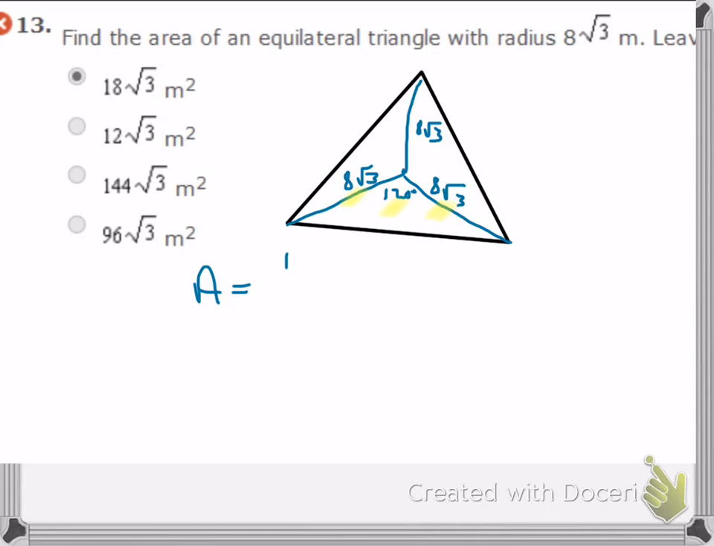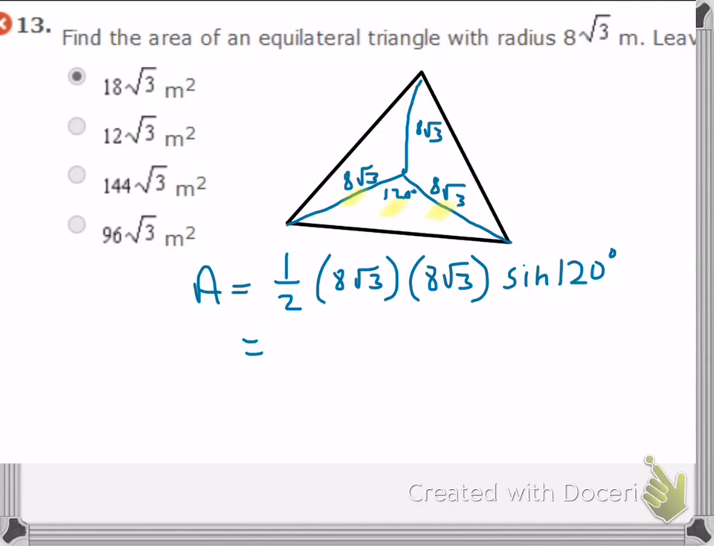Area equals 1/2 times 8 times the square root of 3 times 8 times the square root of 3 times the sine of 120 degrees. Now this is where things get a little bit tricky. If you have a calculator that'll do this for you, sometimes you can put your calculator in math mode and it'll give you the exact value. But the sine of 120 degrees is the same as the sine of 60. And if you have your exact values of your trig ratios, then you can pull that from the chart.